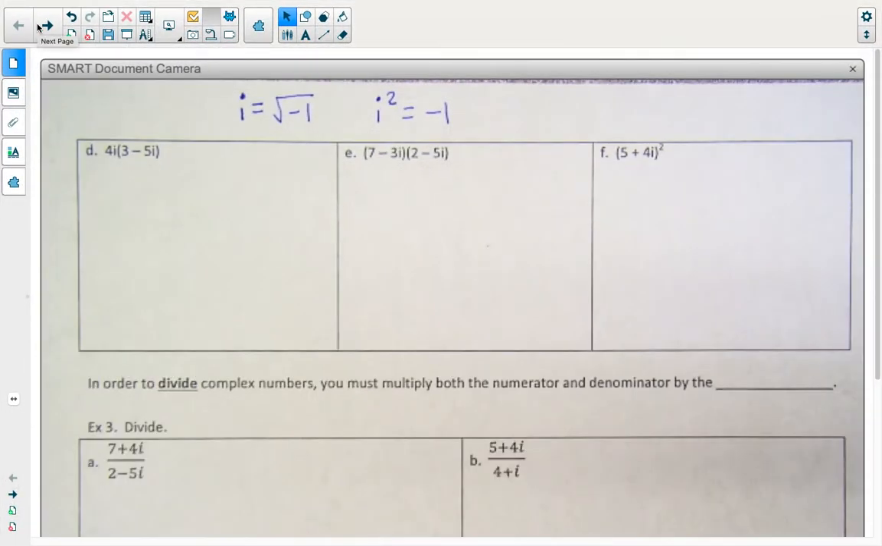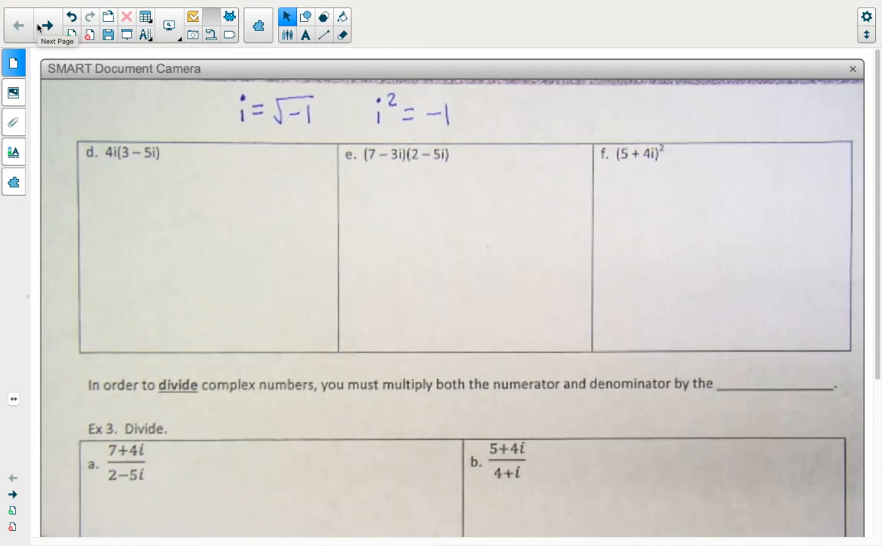Hello. Yesterday we took a look at adding and subtracting with our complex numbers. We learned that i equals the square root of -1, which I've written at the top of my paper here, and i squared equals -1. Today we're going to get into multiplying and dividing with our complex numbers. So let's jump right on in.